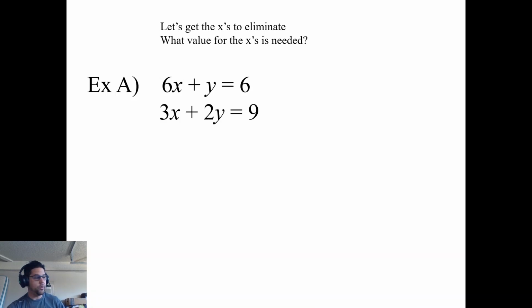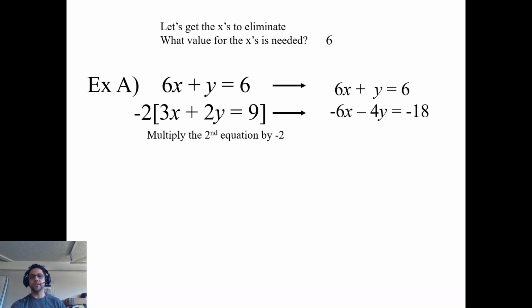And if I go with the x's again, we said we want a 6. So it means the bottom equation is going to change. And I'm going to multiply by 2 because 2 times 3 is 6. But I also want opposite signs, which means I have a positive 6x. So that means I'm going to need a negative 6x. So the bottom equation is going to multiply by negative 2. So first equation stays the same. Second equation is now changed.